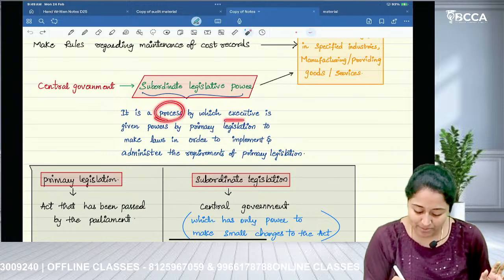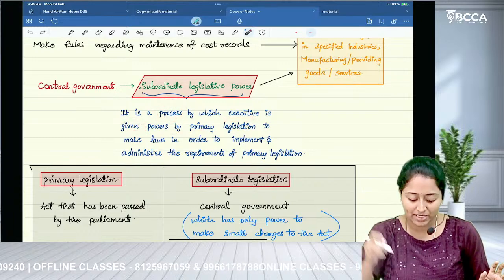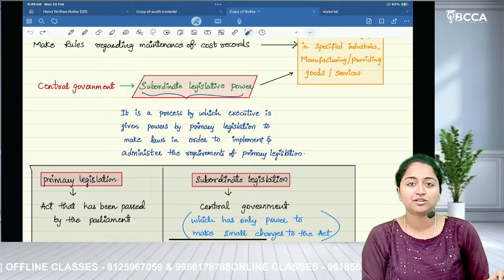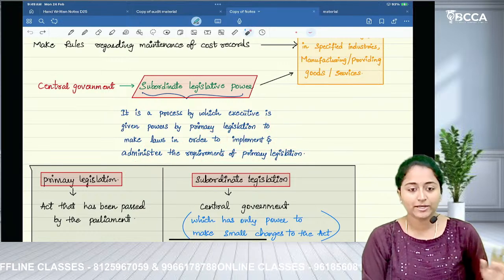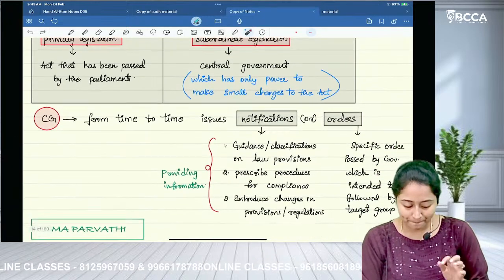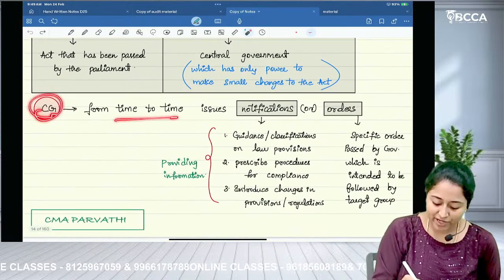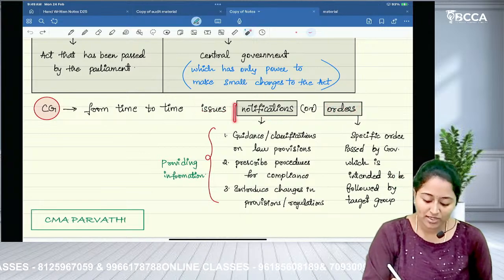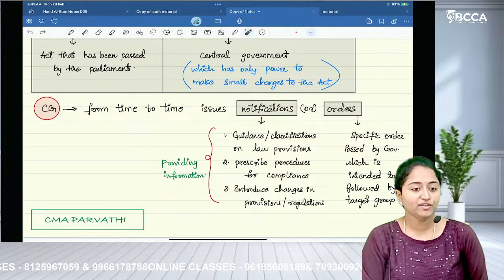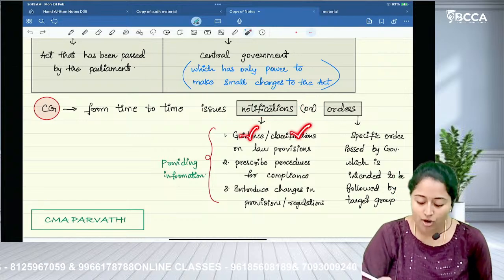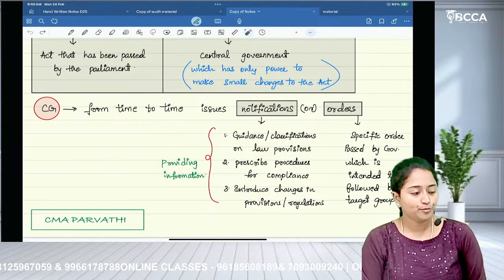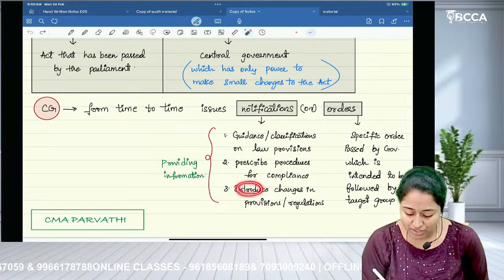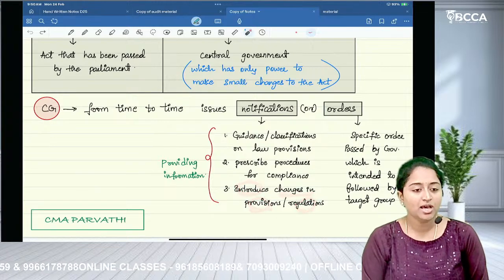So, it is a process by which the executive is given powers by primary legislation to make laws in order to implement and administer the requirements of primary legislation. Clear till now? Now, the central government from time to time can issue notifications or orders. Now, what are these notifications? Notifications are nothing but guidance or clarifications on law provisions. These are prescribed procedures for compliance and introducing changes in provisions or regulations.